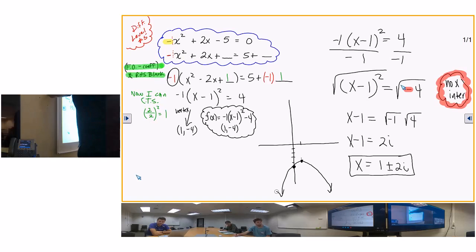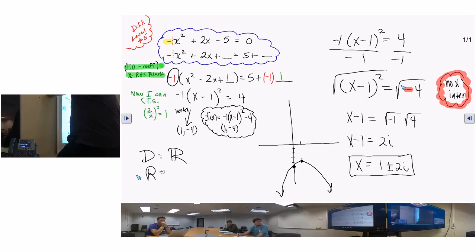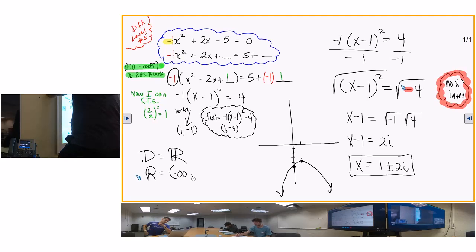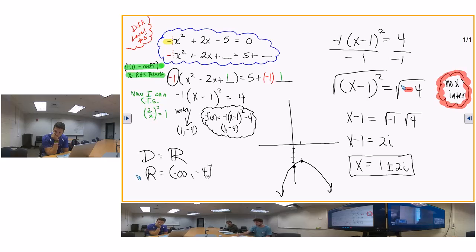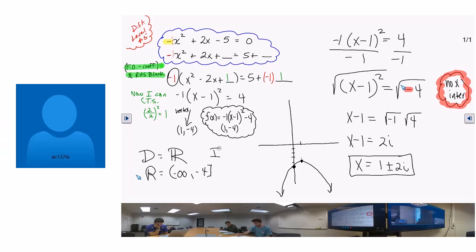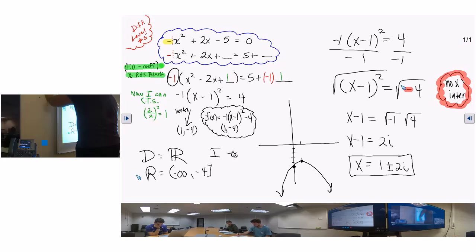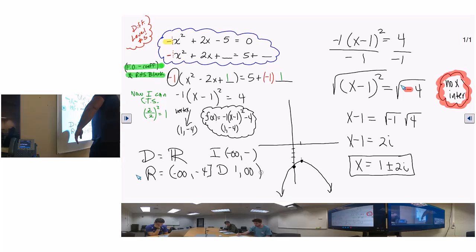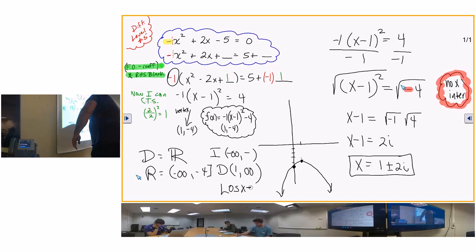Okay, so the domain is all real numbers, or -infinity to +infinity. Range is -infinity to what? -4. And increasing from -infinity to 1, sorry, and decreasing from 1 to infinity. And the line of symmetry is x is equal to 1.